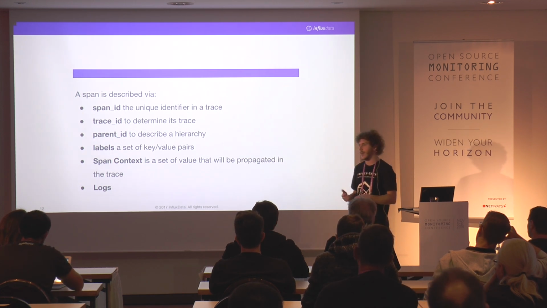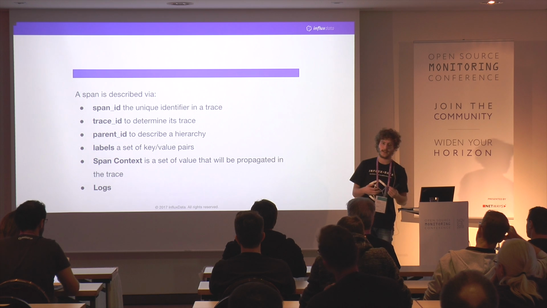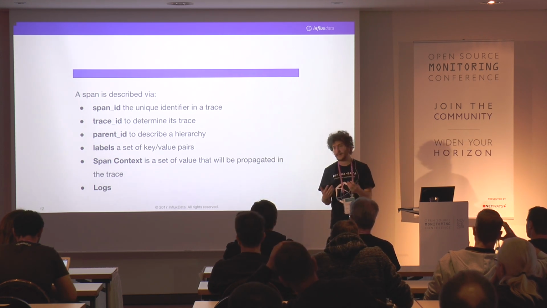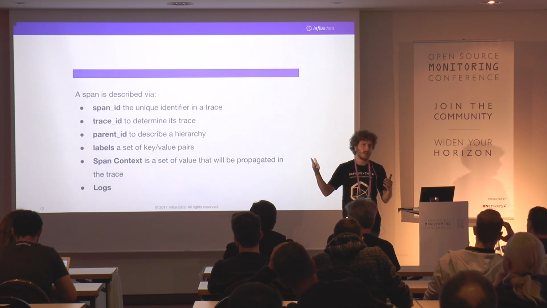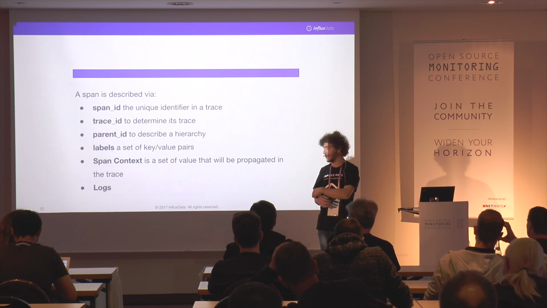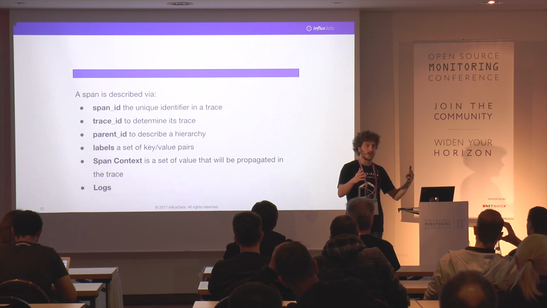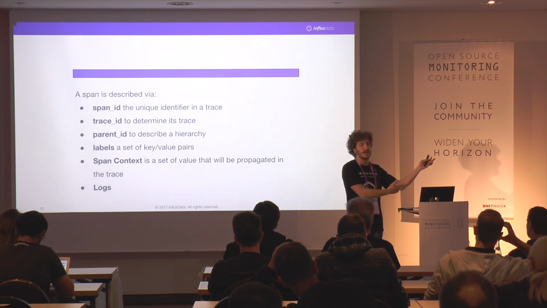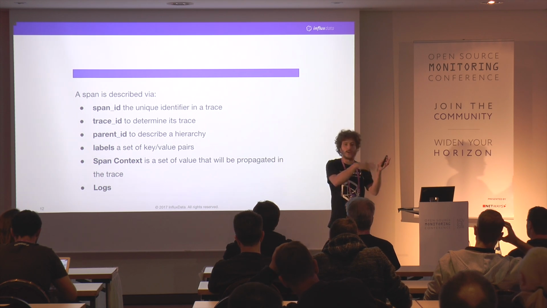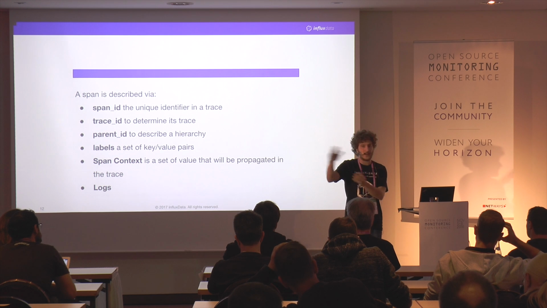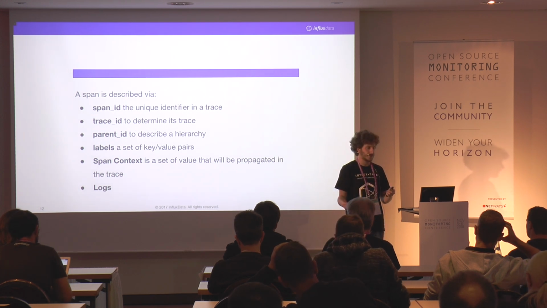Other than labels, we have another key value pair that is called a span context, but in particular, a span context is propagated through the network. So as I told you, it's distributed tracing. So in some way, the information needs to go from service A to service B. They usually go over a network. So the span context is propagated through the network.